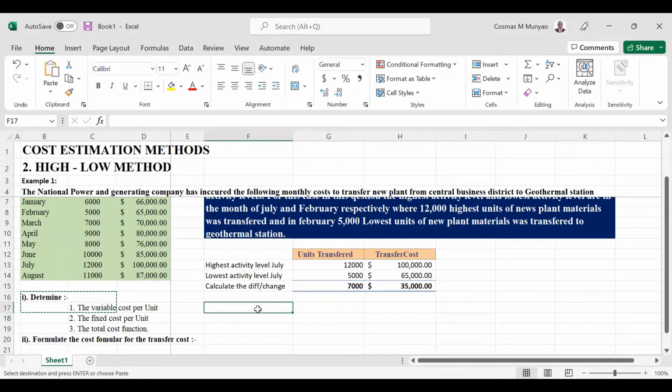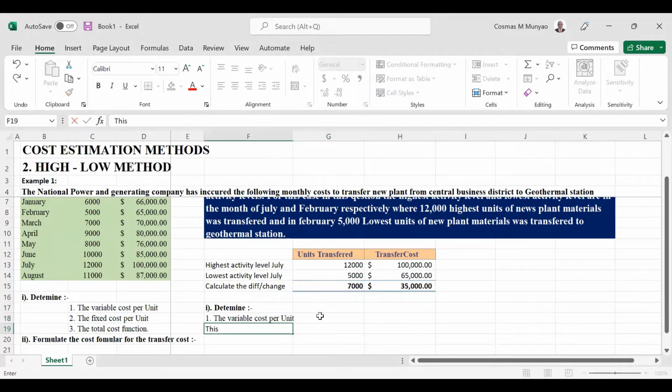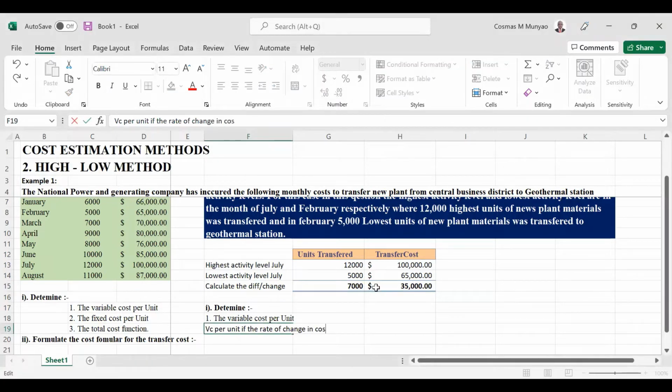Determine the variable cost per unit. You know, this is the rate, we say variable cost per unit. Let me put it here. We say this is the variable cost per unit, VC per unit. It is the rate of change in cost per unit transferred.